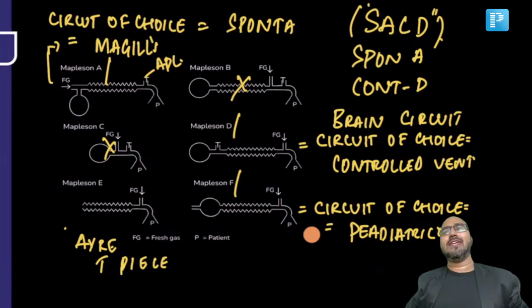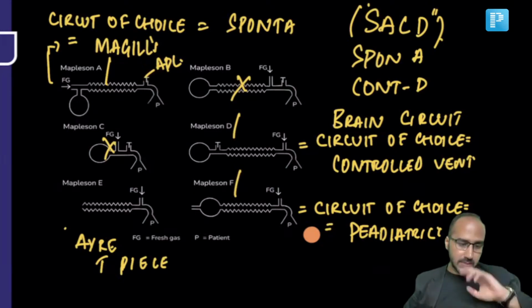Semi-closed and closed. Basically, if you are using a closed circuit, there are some advantages. Normally, we are using a closed circuit. Advantages are that there is no theater pollution and wastage of gases is less. So commonly nowadays we are using closed circuit only. But if the closed circuit fails, you go for a semi-closed circuit.